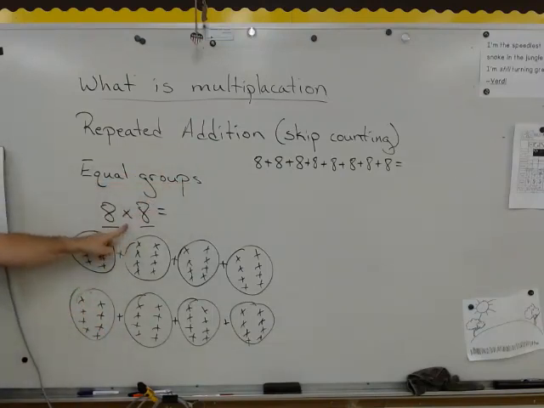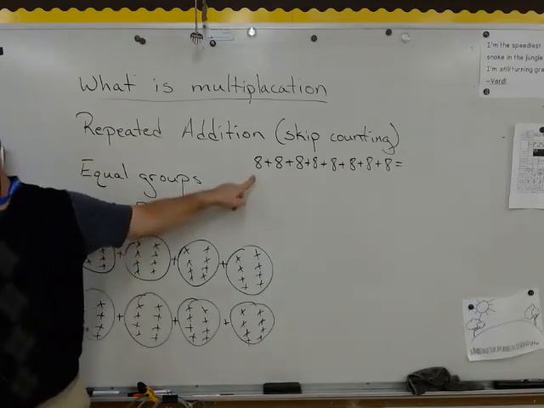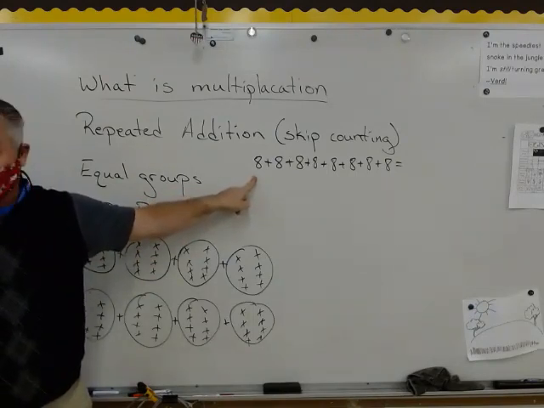If we can memorize our multiplication facts, that's going to make life easier. Just knowing that 8 times 8 is 64, I don't have to count all these. I don't have to do 8 plus 8 plus 8 plus 8 plus 8 plus 8 plus 8 plus 8.